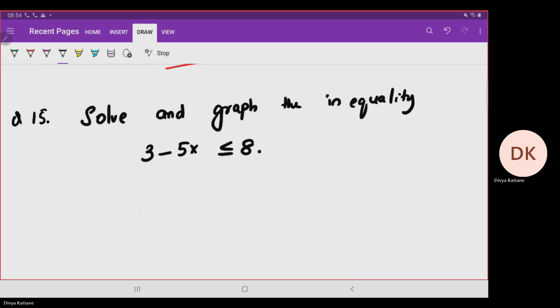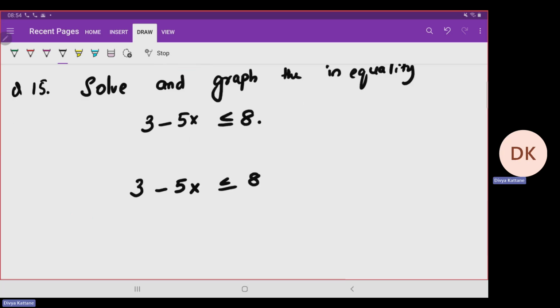So 3 - 5x ≤ 8. Solving the inequality means you need to keep x alone on one side. If I need x alone here, I need to remove this 3 first. So first remove plus 3. How will you remove the plus 3? When you put a minus 3 here.